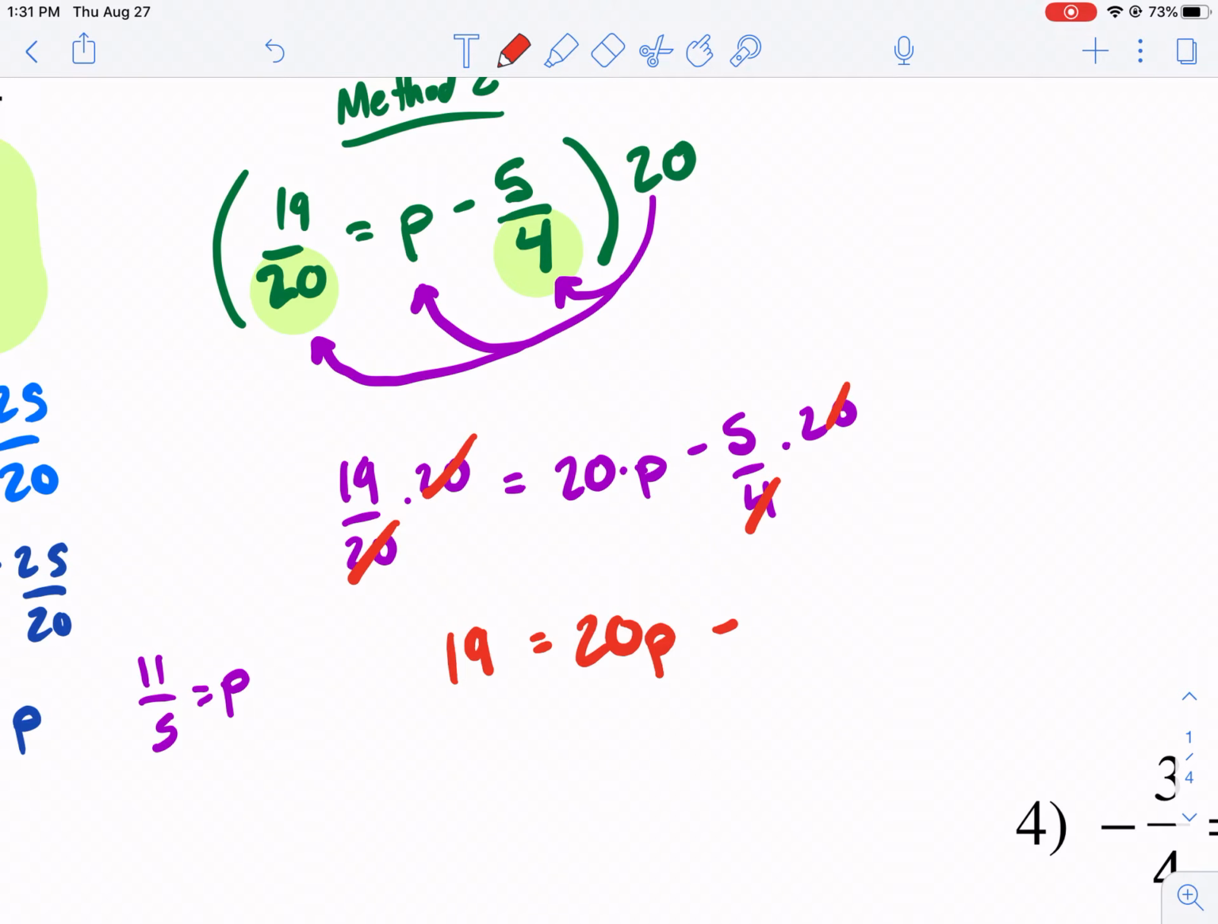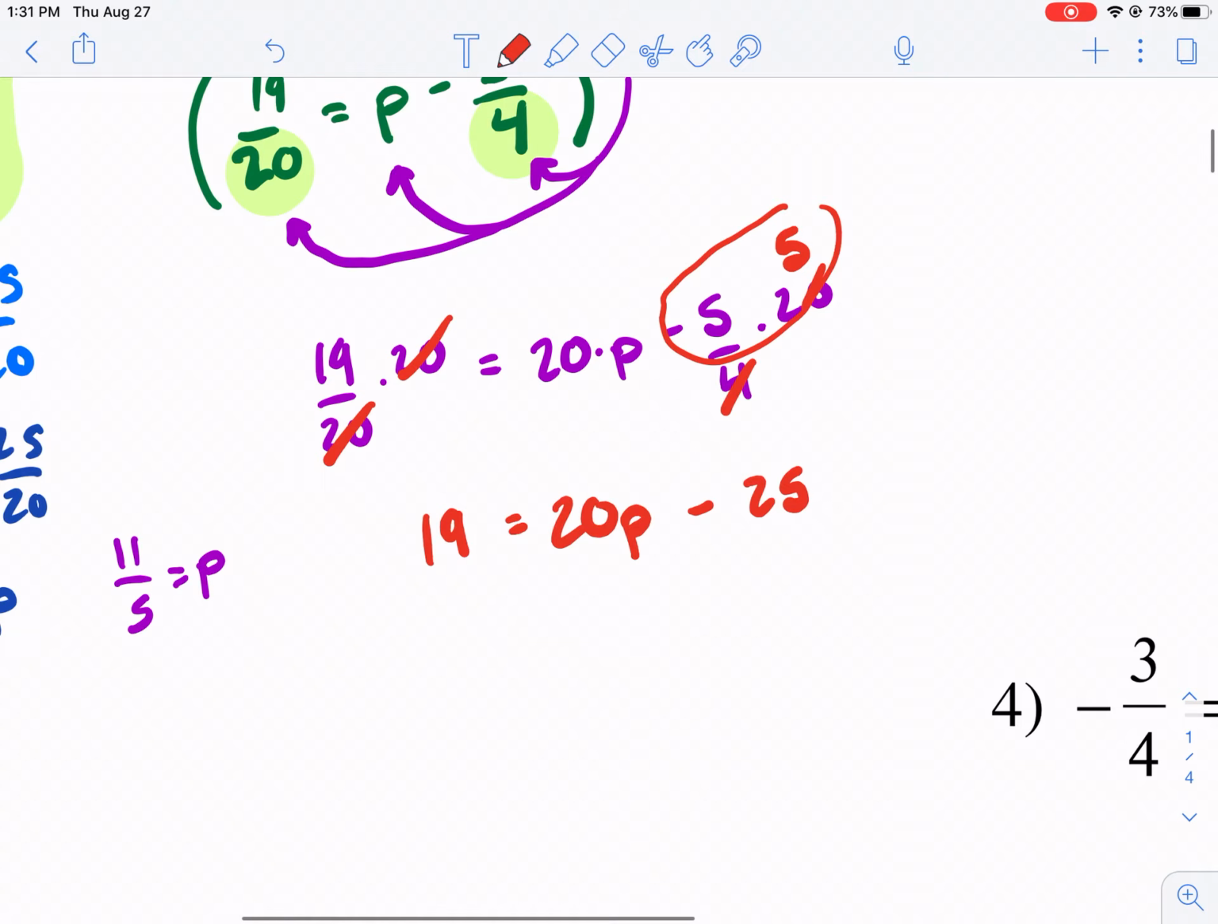Well, 20 divided by 4 is 5, so we still have that 5. So now we have 5 times 5 here and the minus sign goes out in front. So we have 5 times 5, and that gives us 25. Now what do we do? Well, we're going to add 25 to both sides, and we get 44 equals 20p.